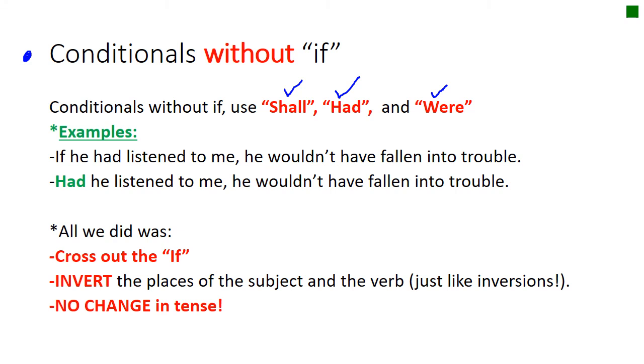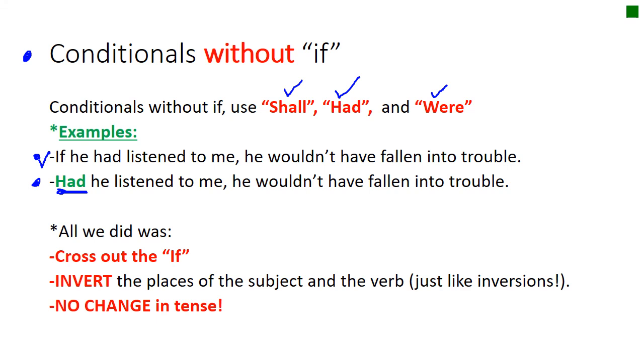Examples. If he hadn't listened to me, he wouldn't have fallen into trouble. This is a conditional with if. Now I want to write a conditional with had. I want to start my sentence with had. This is how it will appear on the official exam. They give you this sentence and they give you this word to start with. Many people who hadn't taken this lesson or hadn't listened properly would freeze at this. How can this make sense? How am I going to make a sentence out of this?